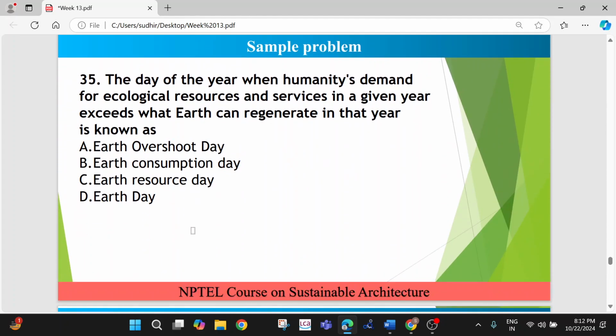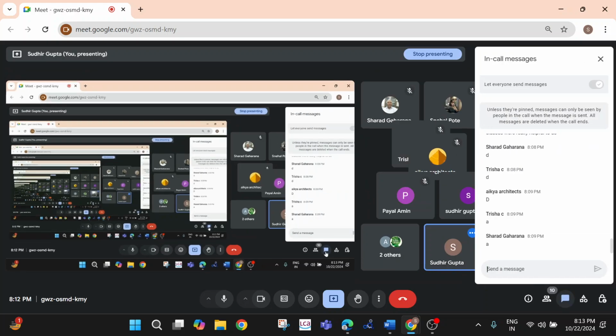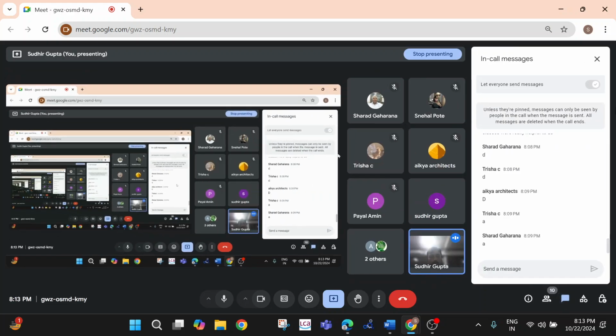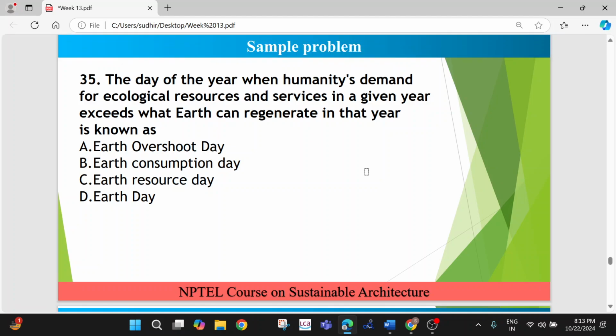Question number 35. Question number 35 can also be answered by all of you. The day of the year when humanity's demand for ecological resources and services in a year exceeds what can regenerate in that year is known as. Two people are saying A. For others, try to read it again and mark the correct answer.